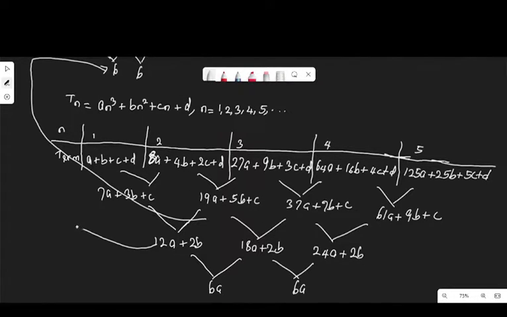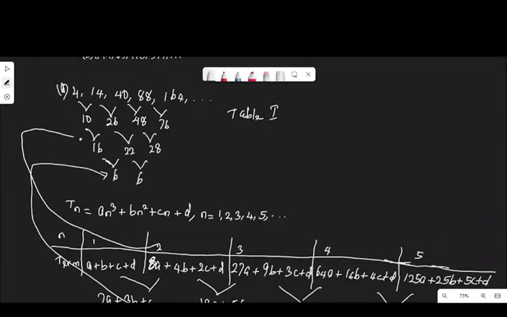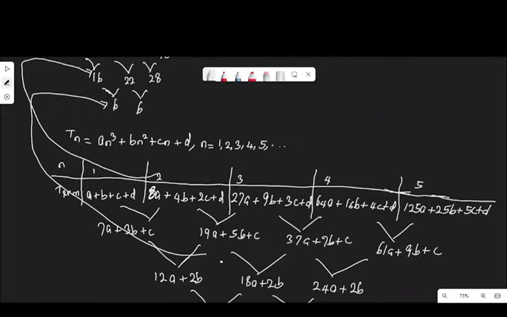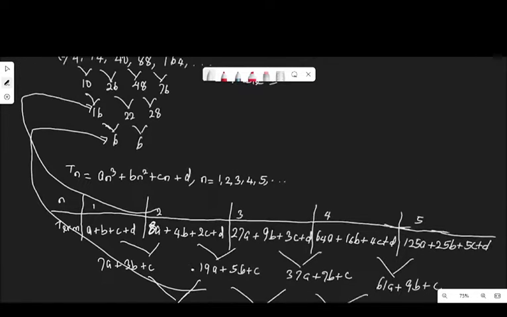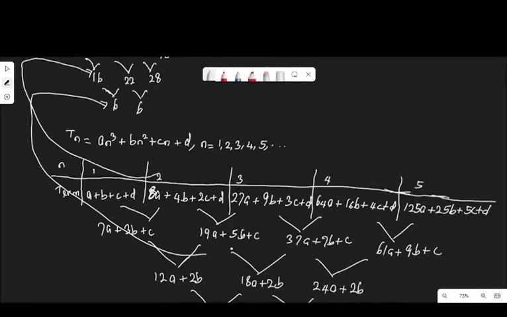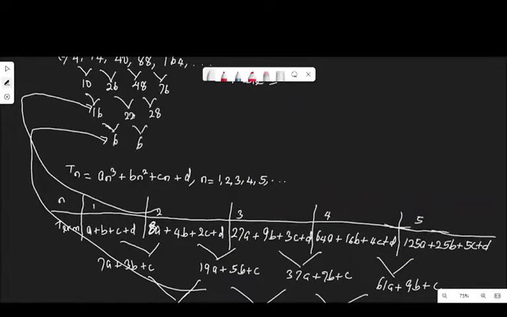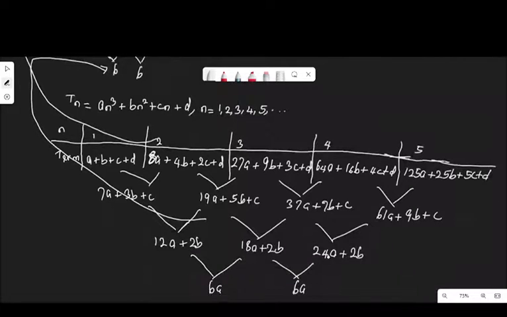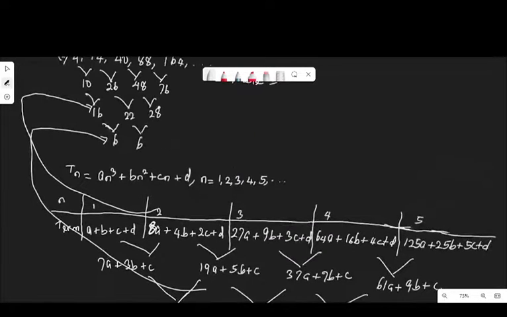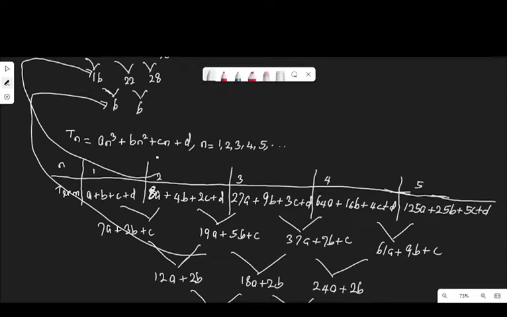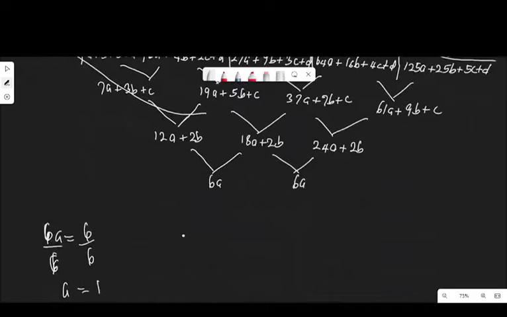This row here corresponds to this row here. In other words, 12A plus 2B corresponds to 16, and 18A plus 2B corresponds to 22. 24A plus 2B corresponds to 28. So we can equate any of that.